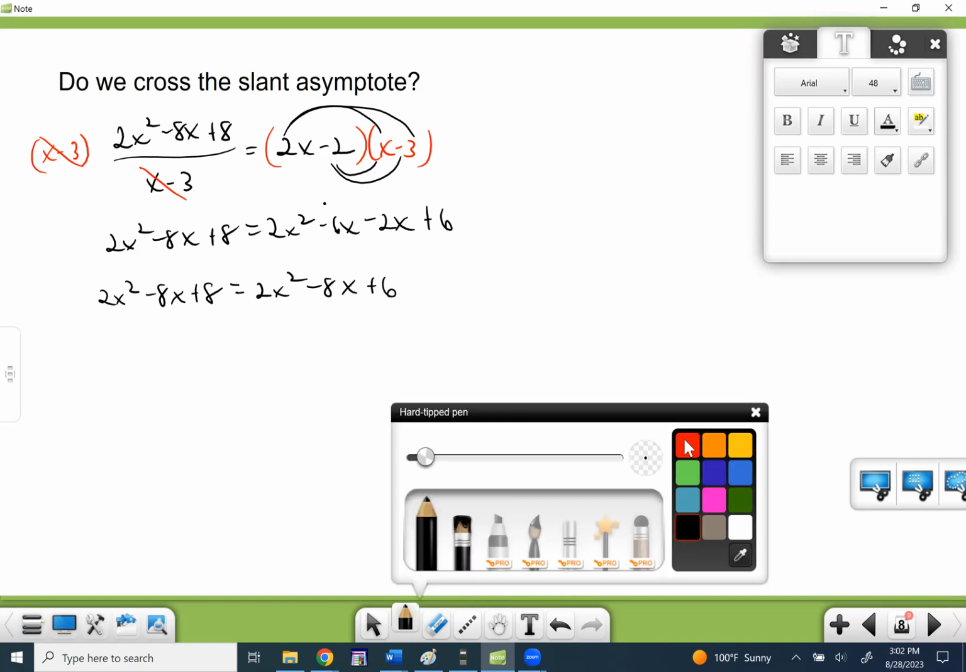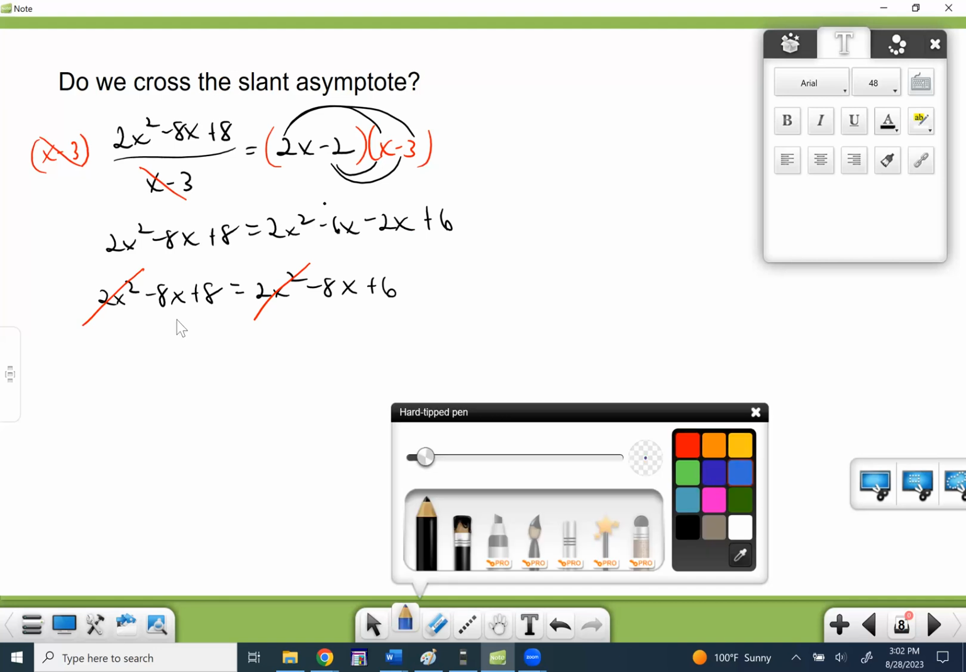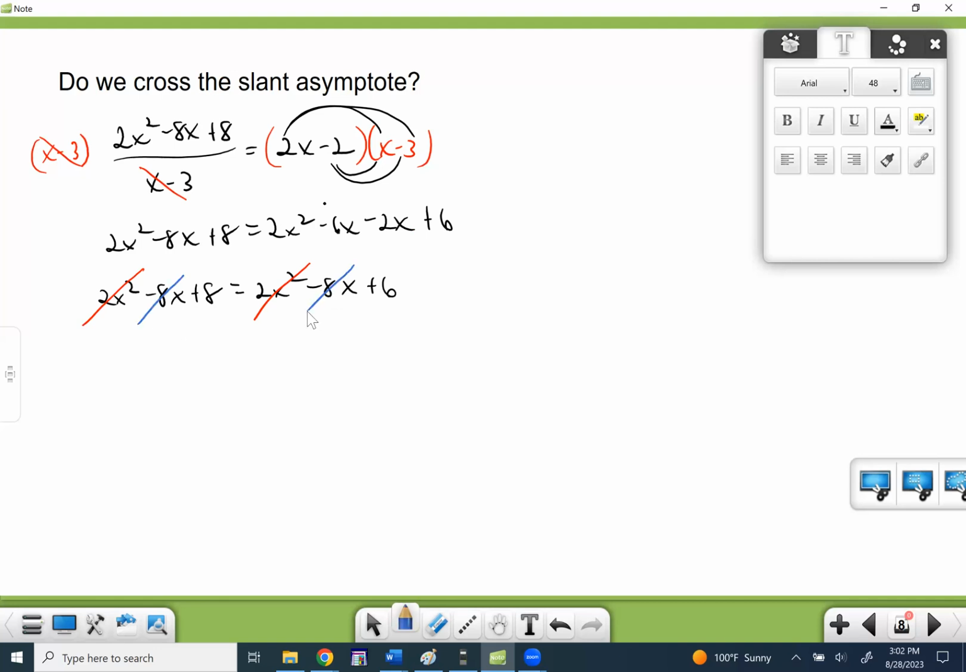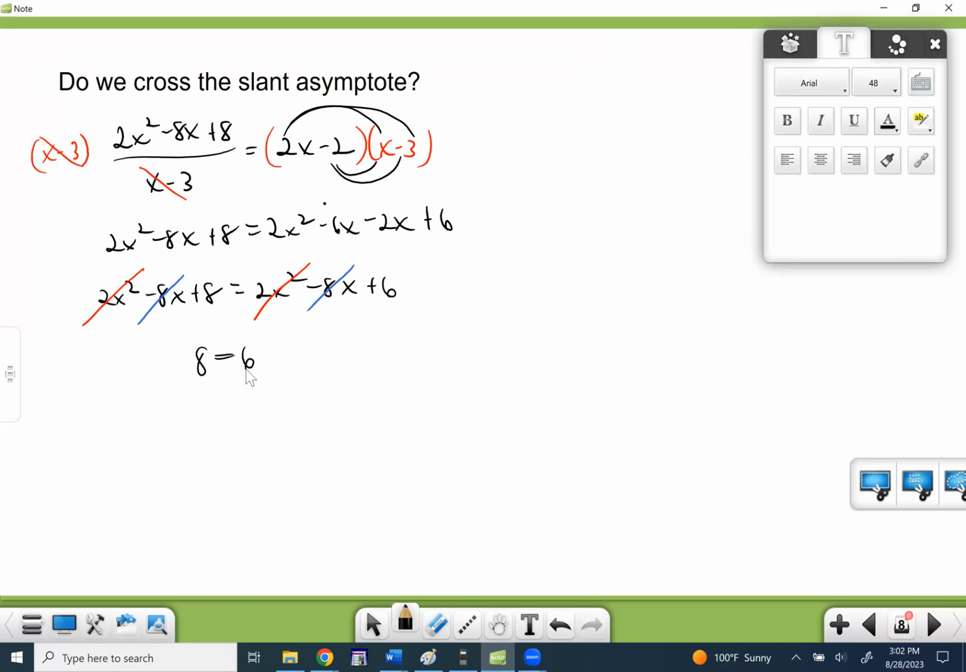So remember how we said if you see something on both sides of the equal sign, that you can just cross it off because you would subtract it away. There's a 2x squared, there's a 2x squared. There's an 8x, there's an 8x, or negative 8x and a negative 8x. So we get 8 equals 6, but 8 does not equal 6. So this has no solution, which implies that it doesn't cross the slant.